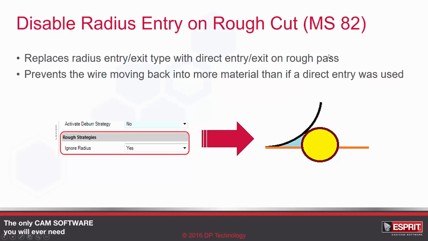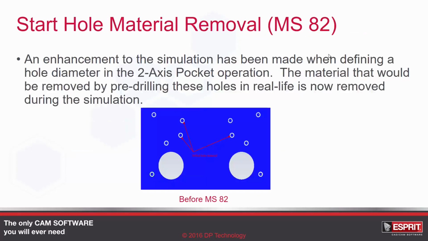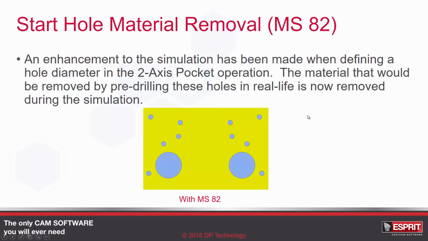In milestone 82, we allow you now to disable the radius entry on the rough cut only, as well as a simulation enhancement where we actually remove the start hole material. So when you define the start hole material in your pocketing operation, the simulation will actually remove that material as if the plate had been drilled, and the simulation is now more realistic.